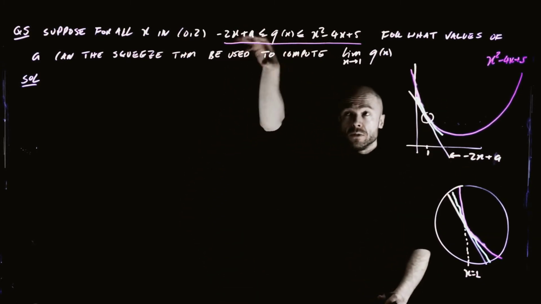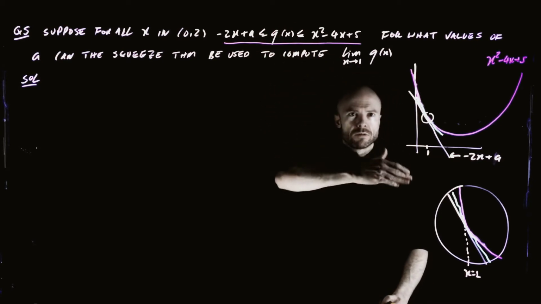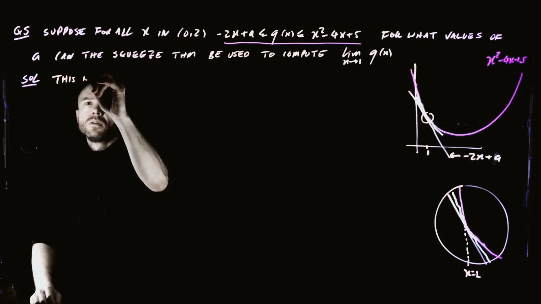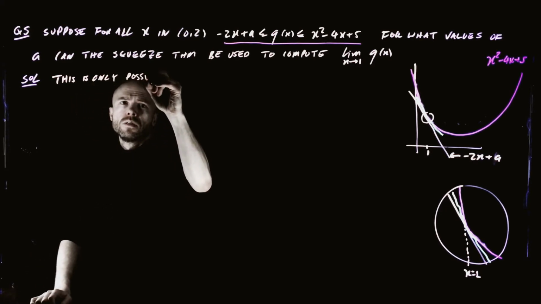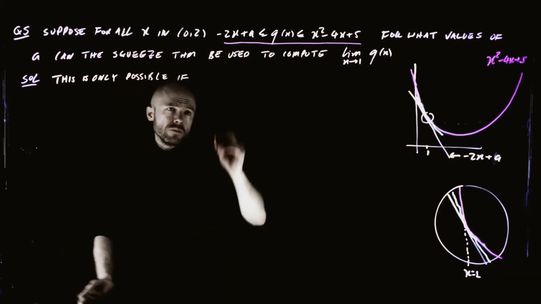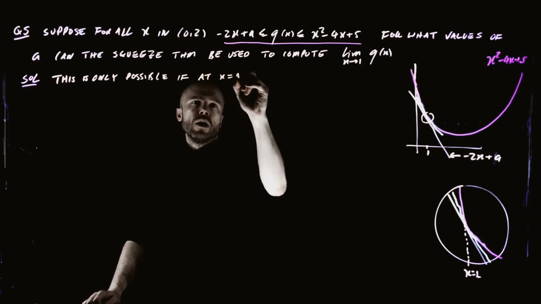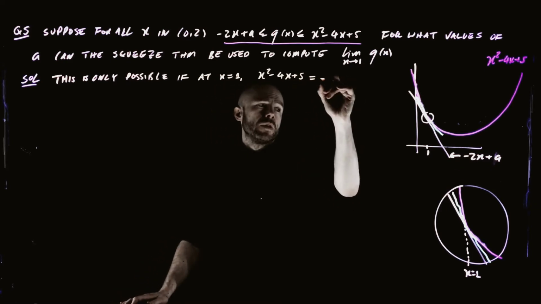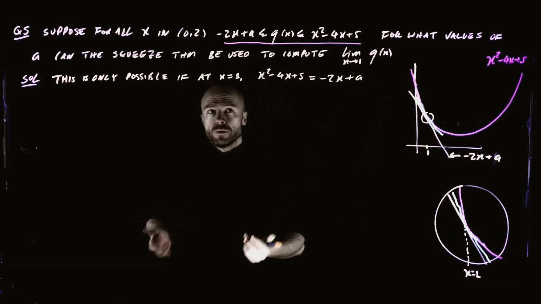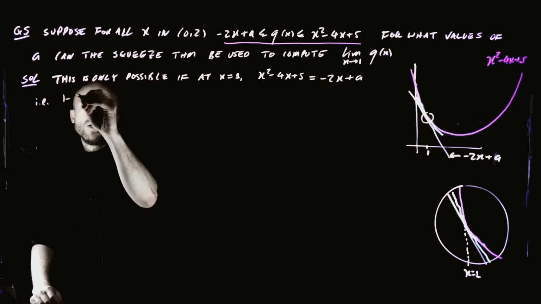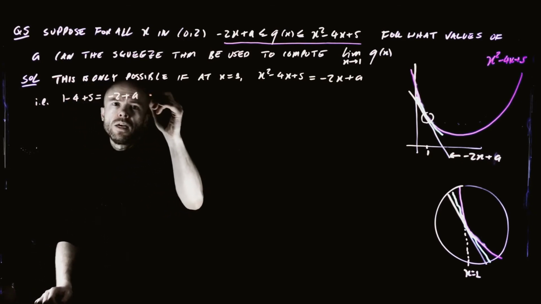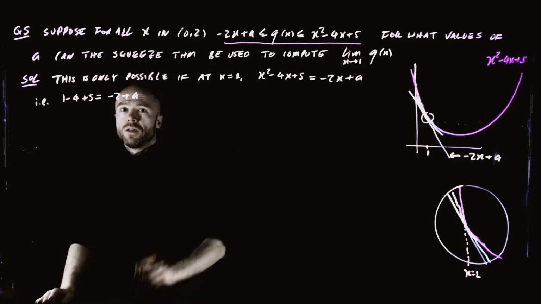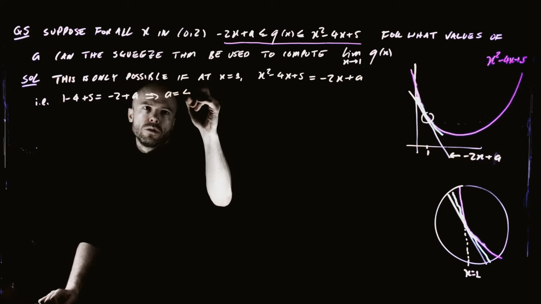All we've done is use this language that describes pictures to draw the pictures, remember what the squeeze theorem says, and then we have a clear prescription of what we have to do, right? So this is only possible if, at x equals 1, this quadratic, x squared minus 4x plus 5, is equal to minus 2x plus a. But we just put in x equals 1 then. Yes, i.e. 1 minus 4 plus 5 is equal to minus 2 plus a. And that's going to be minus 3 plus 5, which is 2, and that's minus 2, which implies a equals 4. And that's it.